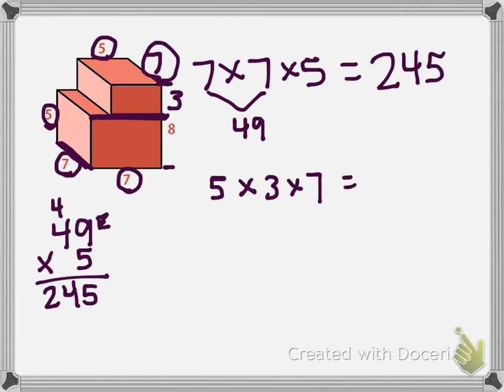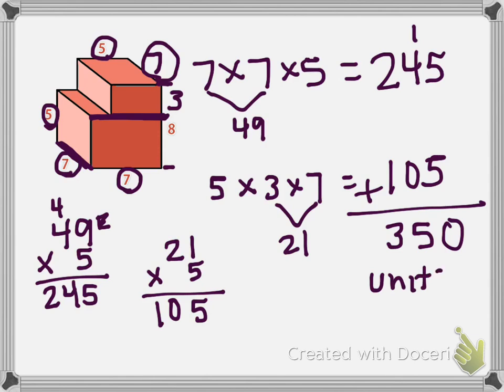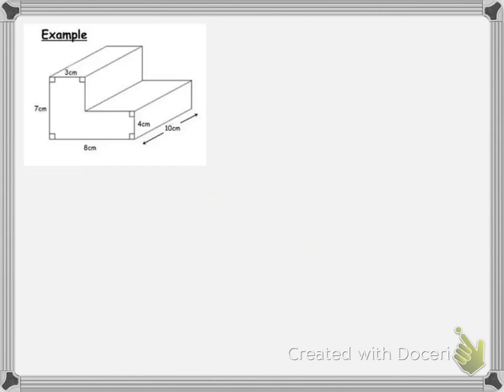Now let's do the top. I think it's easier to multiply by 5, so I'm going to multiply 3 times 7 first, which is 21. And then do 21 times 5, because my 5 facts are my best facts. 5 times 1 is 5. 5 times 2 is 10. So that's 105. Then I'm going to add my 2 together. 5 plus 5 is 10. Carry the 1. 1 plus 4 is 5. 5 plus 0 is 5. And 2 plus 3 is 5. It doesn't tell me what units we're measuring in, so it's 350 units cubed.